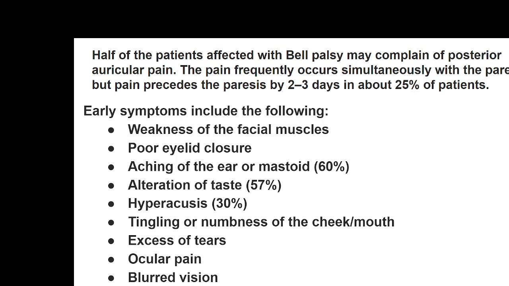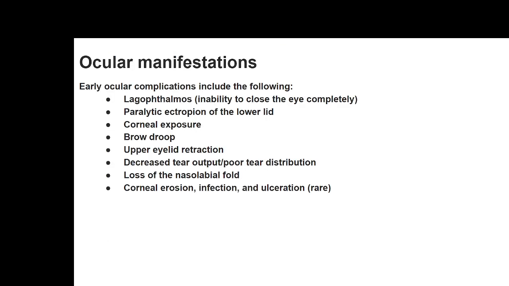Some of the other early symptoms can occur even before the palsy is fully developed, such as simple weakness of the facial muscles felt by the patient, or poor eyelid closure, where the patient feels he is not able to close the eyes fully, and after 1 or 2 days develops a typical palsy. Aching of the ear or the mastoid bone is quite common, in around 60% of patients. Alteration of taste sensation, excess discharge from the ears, tingling or numbness in the cheek or mouth, excess tears, ocular pain, and blurred vision could also occur prior to the development of a full-fledged palsy.